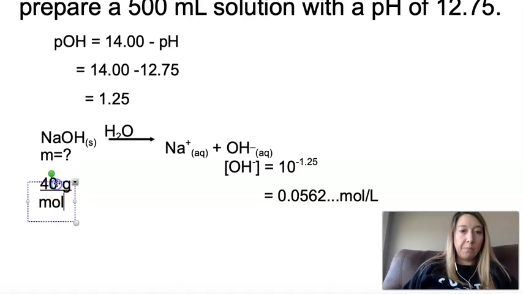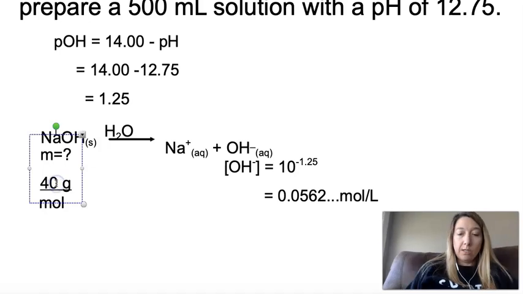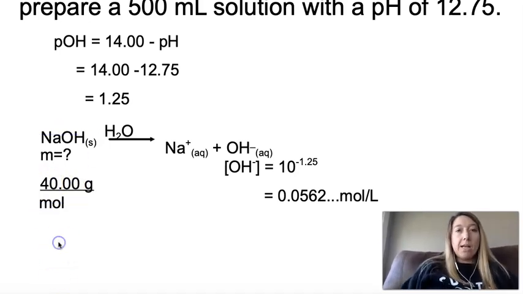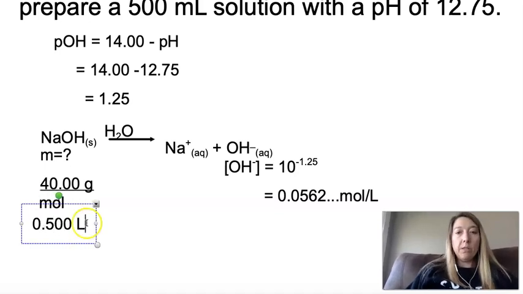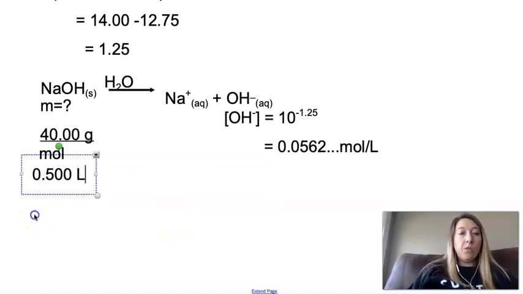I should probably put that 0.00, right, so that I don't get confused on my significant digits. What else do we know? We know the volume, right? We were told 0.500 liters. And so now we can go ahead and do that unit analysis.